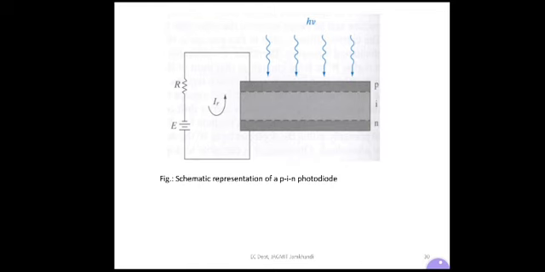Again, this arrangement is done in a reverse biased condition. So the P type is connected to the negative of the battery and the N type is connected to the positive of the battery. So it is a reverse biased condition.